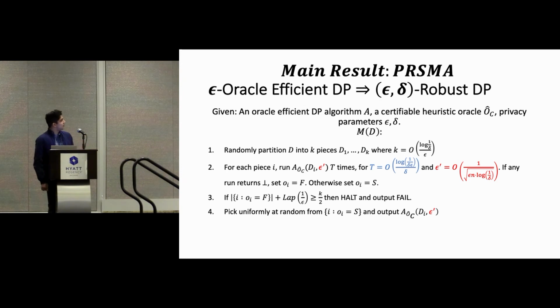So one thing you could think to do, and we did when we were thinking about this at first, we were like, okay, suppose we know that the heuristic oracle fails with some small probability. Let's just run it until we guarantee that with at least probability 1 minus delta, we get some successful run of that oracle, and then output that. Then we know it's delta close in total variation distance to running the algorithm with a perfect oracle, which was epsilon 0 DP, and so the whole thing should be epsilon delta.